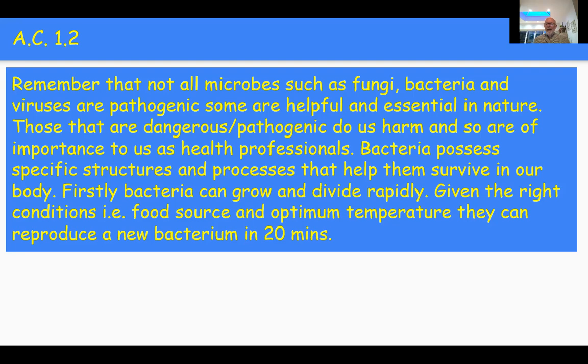Now, we need to relate the structure to how they actually survive in the body and produce disease. So it possesses specific structures and processes that help them survive. Because remember, our body's going to defend itself, so it needs structures and mechanisms to evade those. So firstly, bacteria can grow and divide rapidly. Given the right conditions, i.e. food and optimum temperature, they will produce a new bacterium in 20 minutes. Some are even faster.